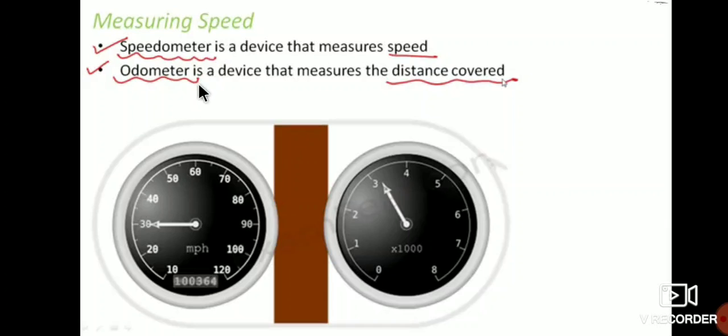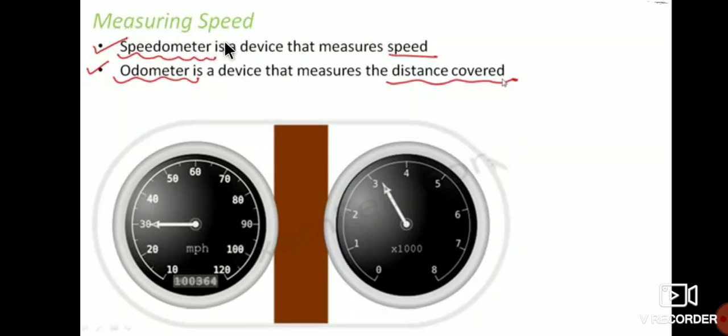Maximum speed of this vehicle is 120. Next, the odometer. An odometer is a device that measures the distance covered. That means how much distance the vehicle has covered is indicated in this odometer. Nowadays, the digital odometer and speedometer will be like this, and nowadays the odometer is digital.